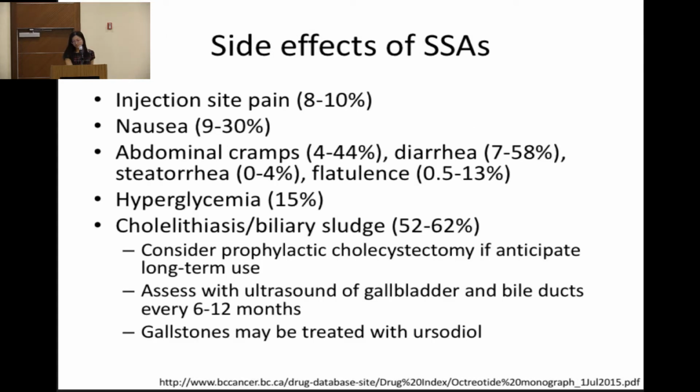In terms of side effects of somatostatin analogs, injection site pain is common, as are nausea and a lot of GI issues, but they tend to dissipate with time. With more injections, hyperglycemia can happen. And one notable thing is biliary changes. Patients can get gallstones and biliary sludge. So sometimes prophylactic cholecystectomy is recommended for patients who will be on long-term octreotide. The alternative is getting regular abdominal ultrasounds to look at the gallbladder every few months.